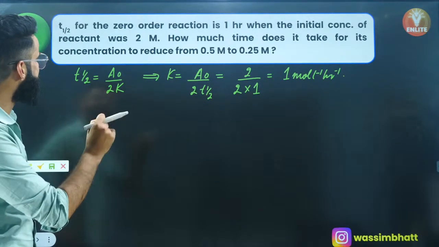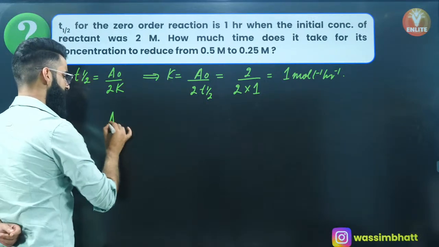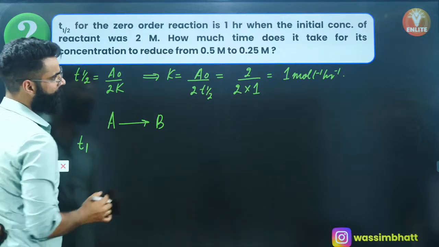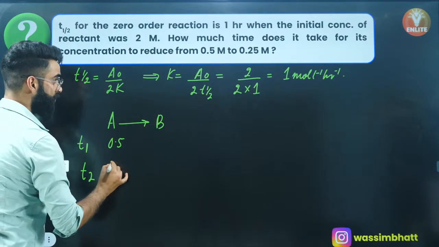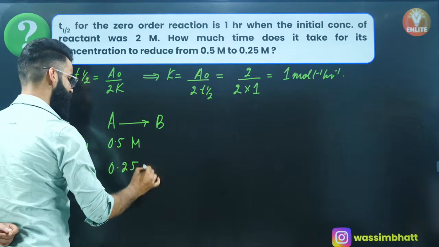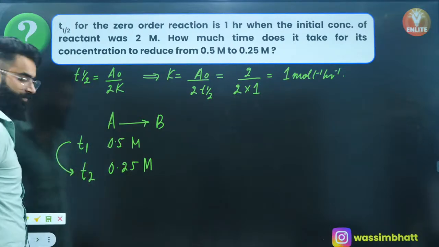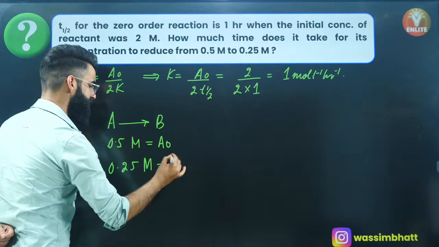How much time does it take for the concentration to reduce from 0.5 molar to 0.25 molar? For example, the reaction is like this, right? Let's say at time T1, the concentration of reactant is 0.5 molar. At time T2, the concentration of reactant is 0.25 molar. So I need to calculate basically what is going to be the time for the concentration of reactant to reduce from 0.5 to 0.25, right? Let me call this directly as A naught value now. Let me call this as AT value now.